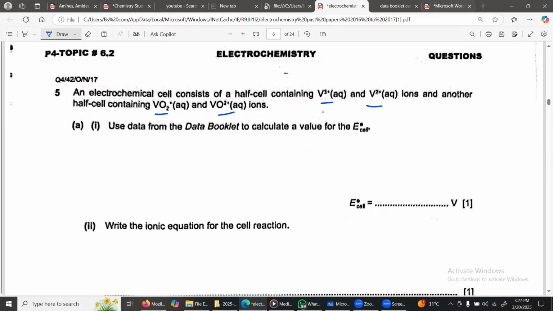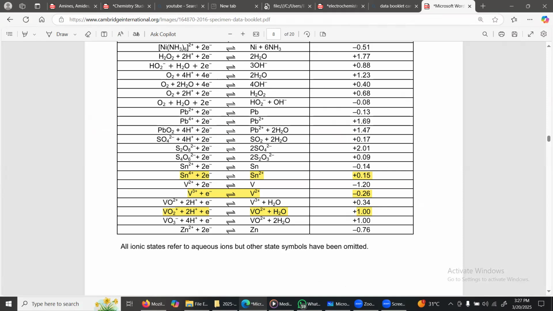So let's open the data booklet and you can see these two equations over here. Its reduction potential when V plus 3 gains the electron to form V plus 2 is minus 0.26. And you can see VO2 plus, when it gains the electron to form VO plus 2, its redox potential is 1.0. Now, how can we find out which one will be the cathode and which one will be the anode?